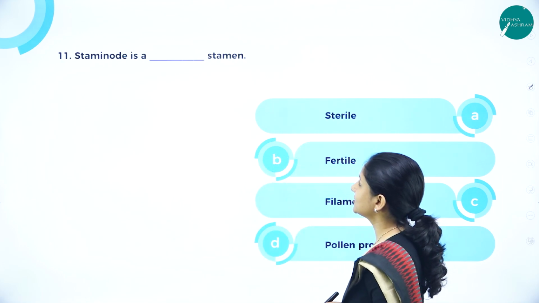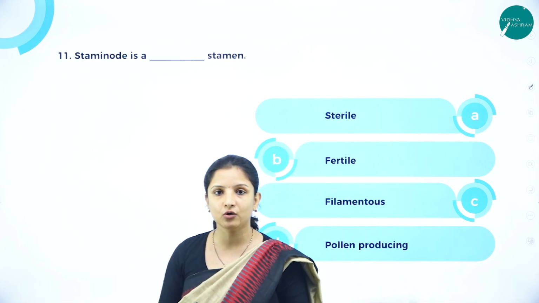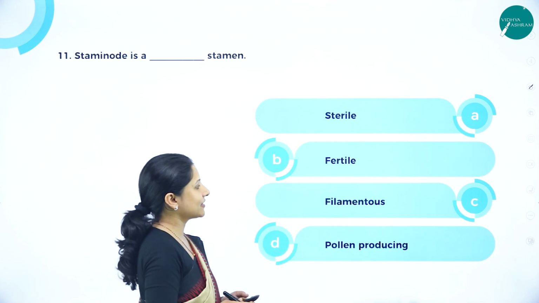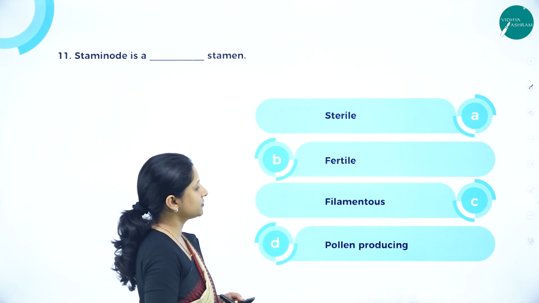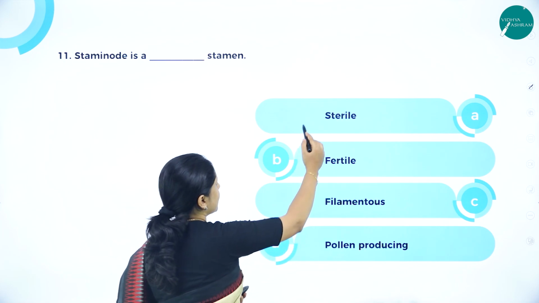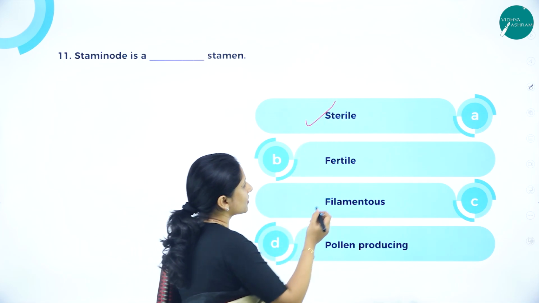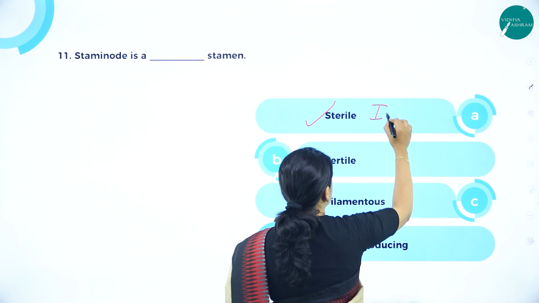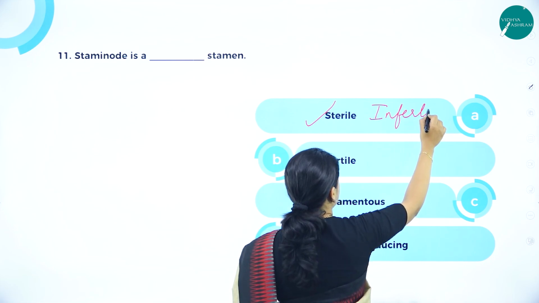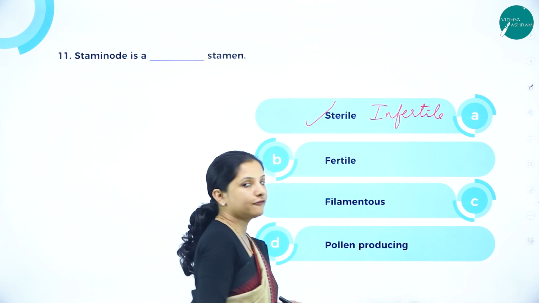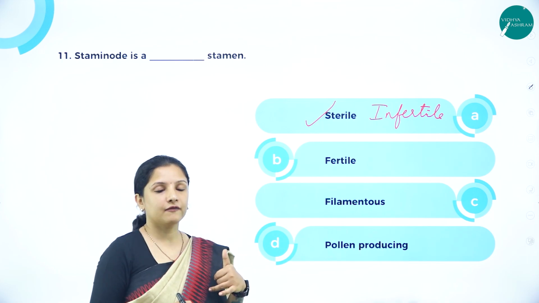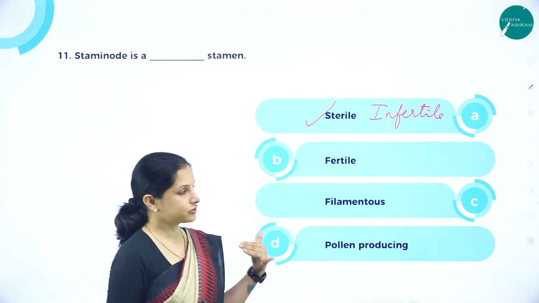Next, staminode is a dash stamen. Staminode is a sterile stamen, or they can give the option here as infertile. Infertile means it is not capable of producing pollen grains. Therefore, they are sterile. So, that is called sterile.